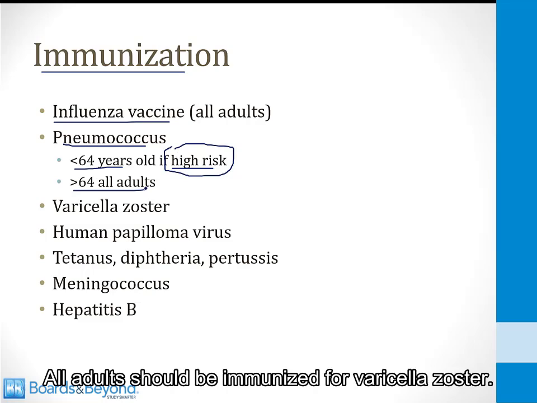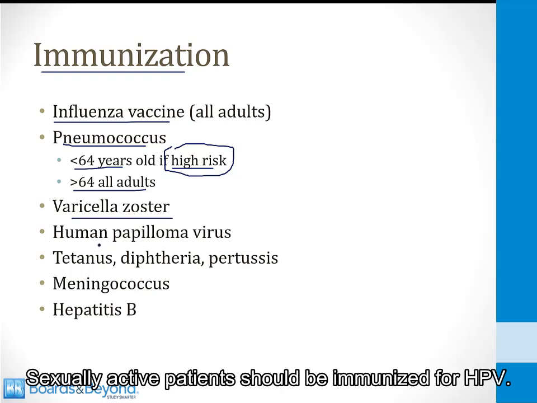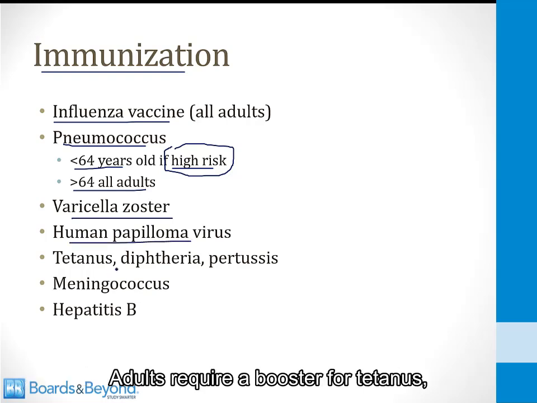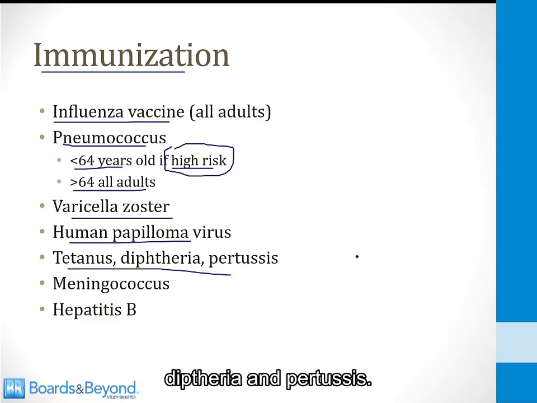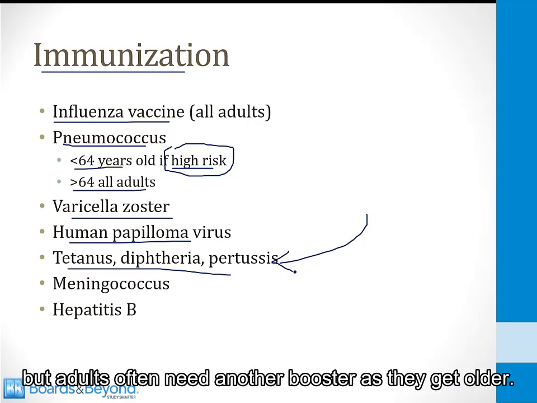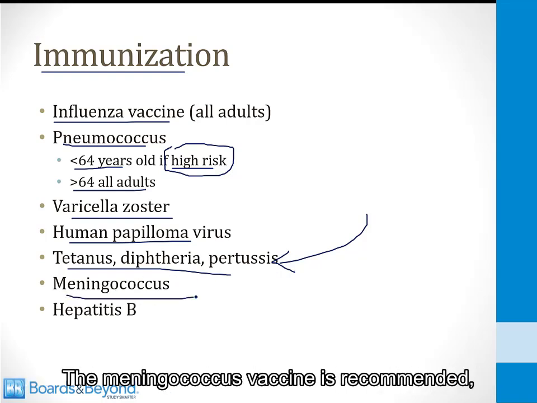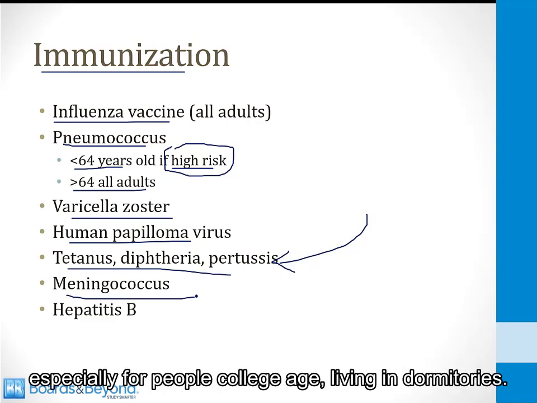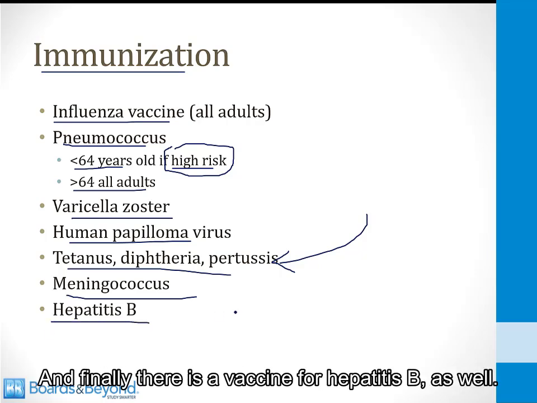All adults should be immunized for varicella zoster. Sexually active patients should be immunized for HPV. Adults require a booster for tetanus, diphtheria, and pertussis. These immunizations are often administered to children, but adults often need another booster as they get older. The meningococcus vaccine is recommended especially for people college age living in dormitories. And finally, there is a vaccine for hepatitis B as well.